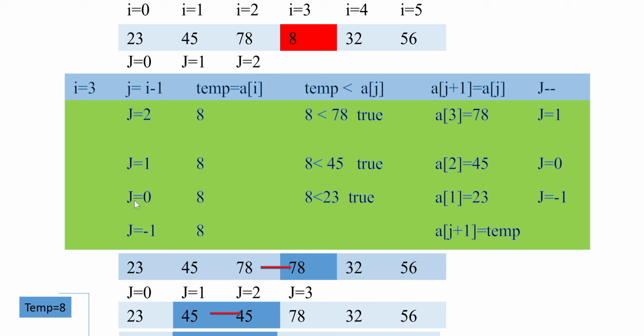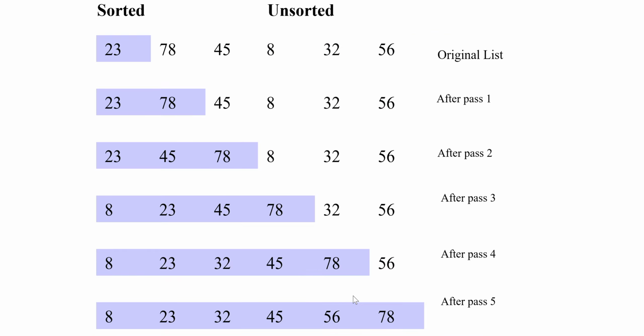The same you apply for j equal to 0. 8 is less than 23. Now 23 is in location 0. It is moved to location 1. You see here, second to third 78, first to 2 45, 0 to 1 23. Now you decrement j. Now j has reached beyond the start of the array, so you have to stop the loop. Now place the temp in its corresponding position. So here a of j plus 1 means minus 1 plus 1, a of 0 location, copy the 8. So 8 is occupied in its correct place.